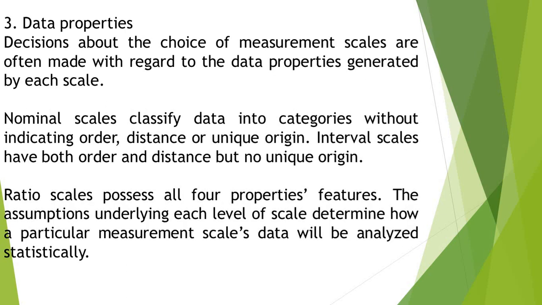The data properties. Decisions about the choice of measurement scales are often made with regard to the data properties generated by each scale. As what I have discussed earlier, nominal scale classifies data into categories without indicating order, distance, or unique origin. Interval scales have both order and distance but no unique origin. Ratio scale possesses all four property features.